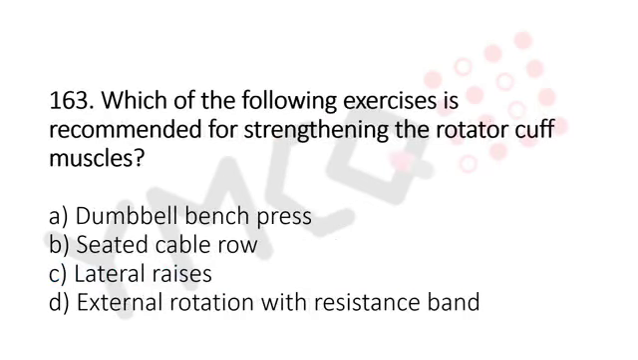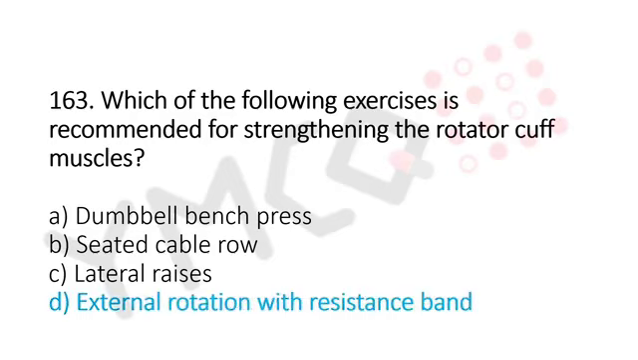Which of the following exercises is recommended for strengthening the rotator cuff muscles? Option A, dumbbell bench press. Option B, seated cable row. Option C, lateral raises. Option D, external rotation with resistance band. And the answer is option D, external rotation with resistance band.